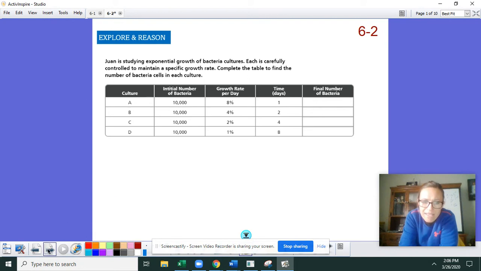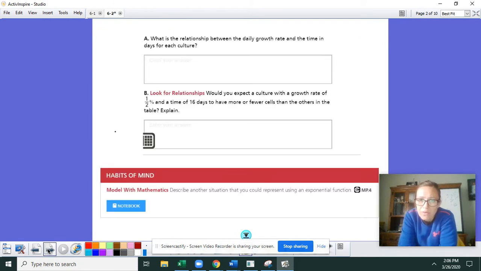What we see is that the relationship between the daily growth rate and the time is pretty much 0.08, because if we take 0.08 times 1, or if we take 0.04 times 2, or if we take 0.01, that 1% at the bottom, times 8, we have that 0.08.